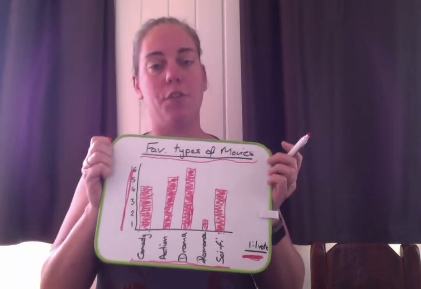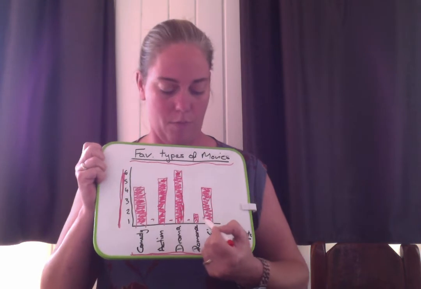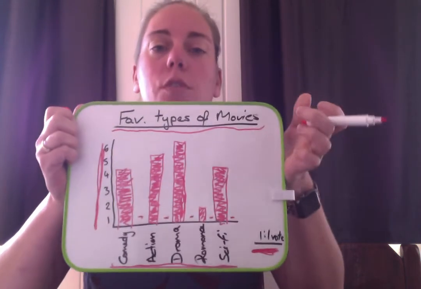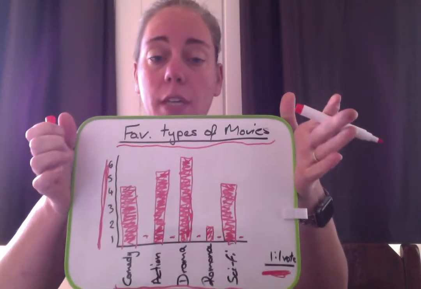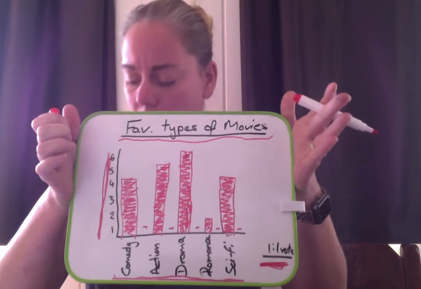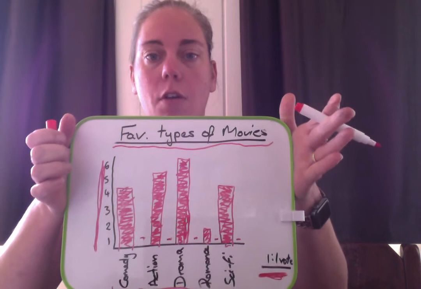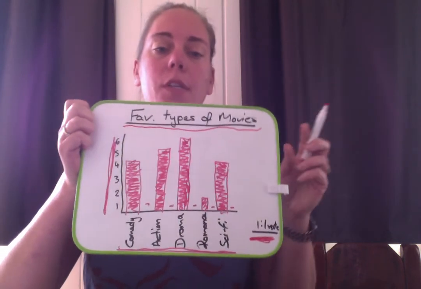We also need to remember, you'll see here, I've left gaps in between my bars. It is really important to leave our gaps for a bar graph, because if we don't have the gaps, our graph actually becomes a histogram, not a bar graph. So please remember to leave your gaps.